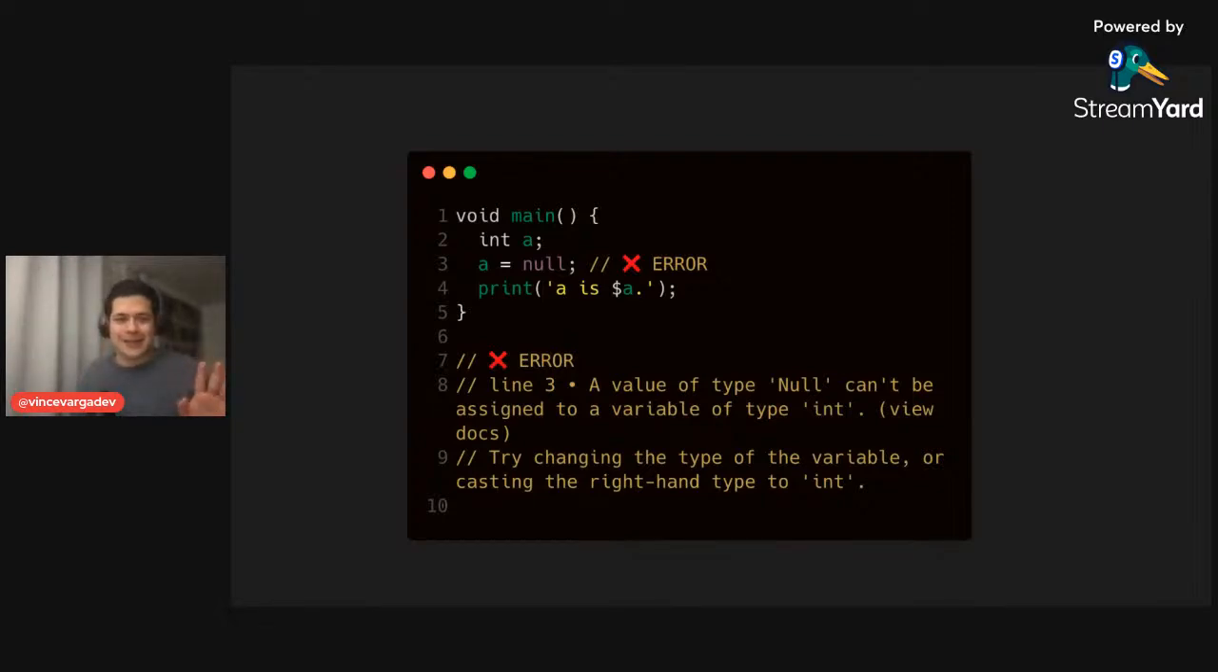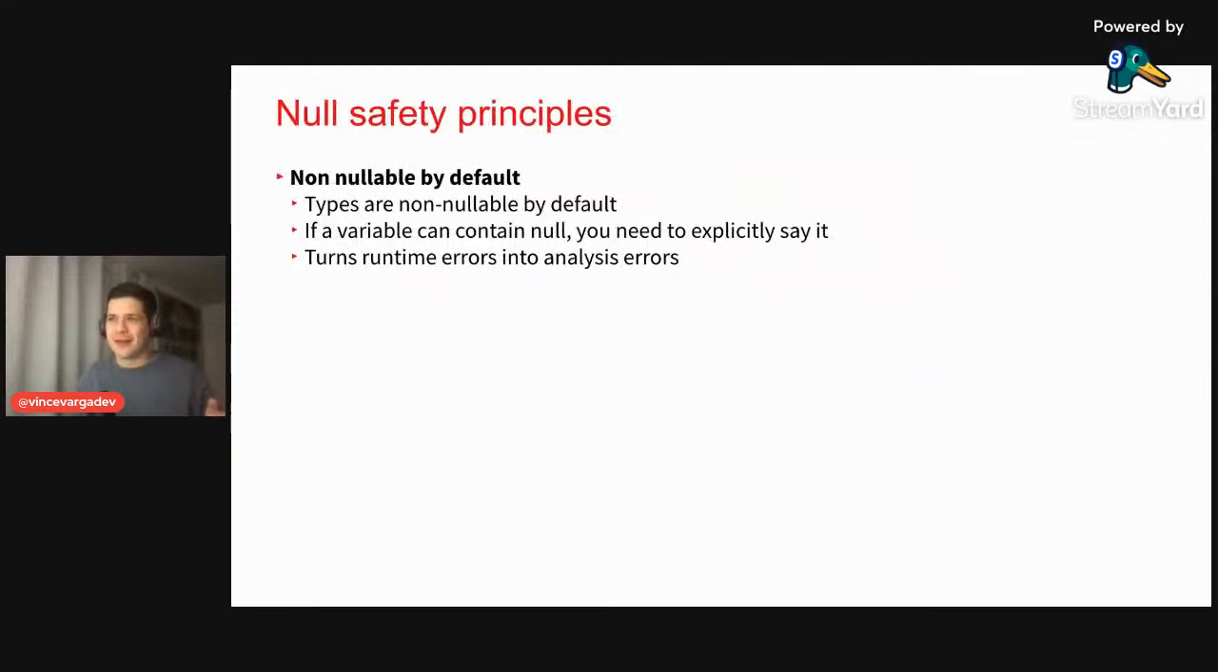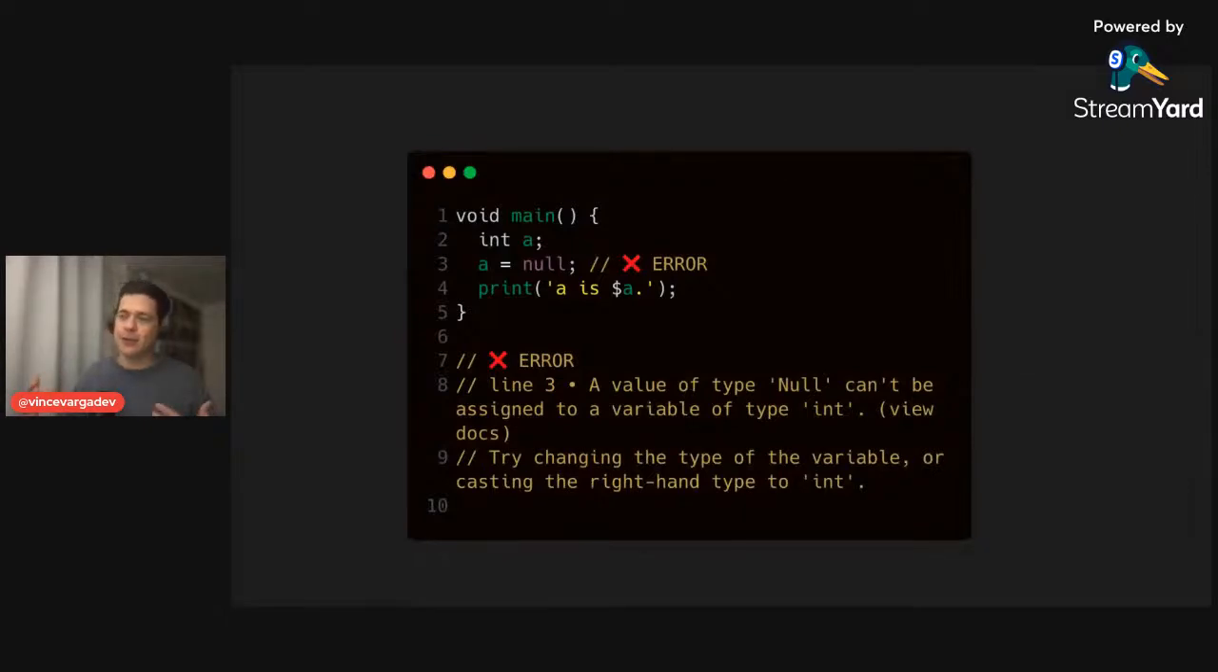So you can all probably understand this code, and in Dart without null-safety, this code would have run. But with null-safety, this will complain because, as I mentioned, if a variable can contain null, you need to explicitly say that it can contain null. And in this example, on line 2, we declare the a integer, and we say that it can be an integer, but we try to assign the null value to it on line 3, and this will now give an error.